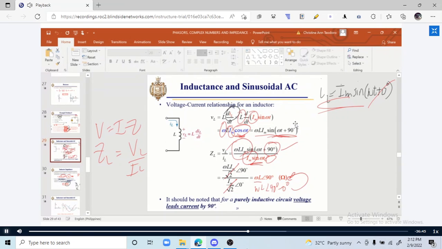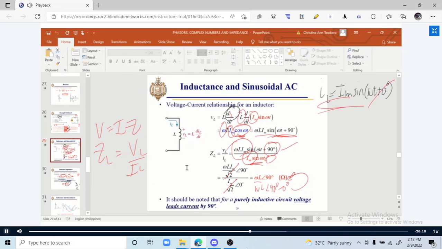And in order for us to convert cosine to sine, that would be plus 90. If you remember the cross, the conversion from cosine to sine and sine to cosine. So if we are going to convert cosine to sine, you have to add 90 onto the equation. So this will now be omega L I_m sine omega t plus 90 degrees.